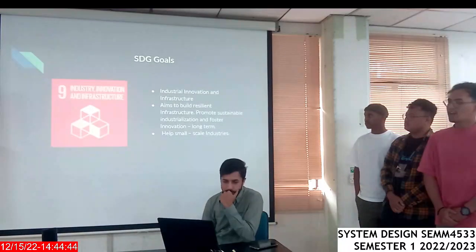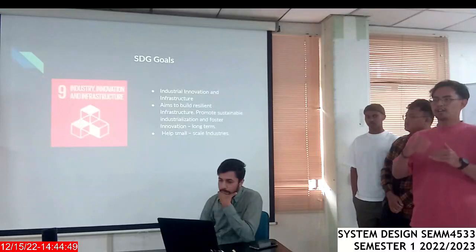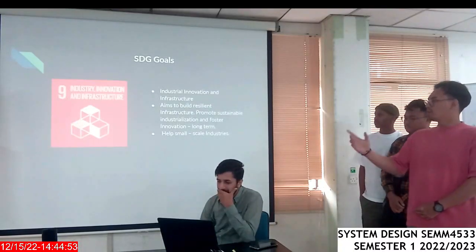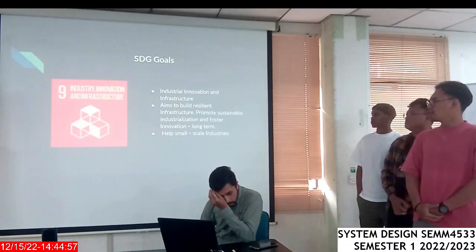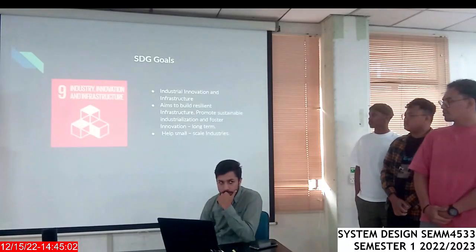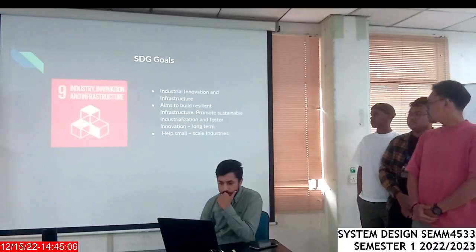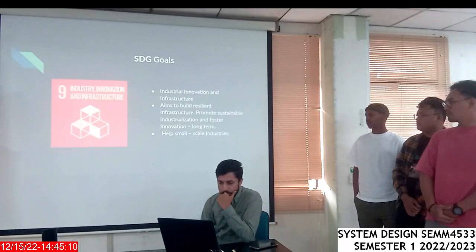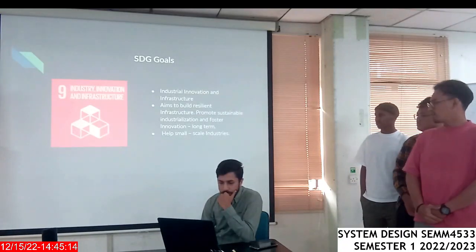Here are our SDG goals. There are 17 goals, and our product meets the 9th SDG goal, which is industry, innovation and infrastructure. This goal aims to build resilient infrastructure, promote sustainable industrialization, and foster innovation for a long-term time. And the third and the last one, help small-scale industries.